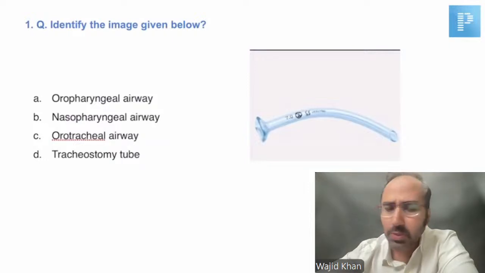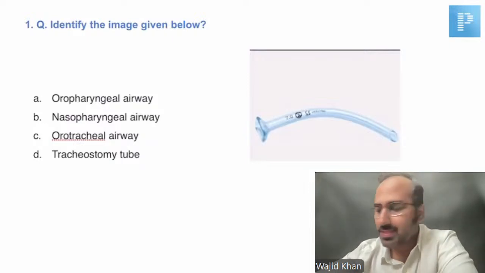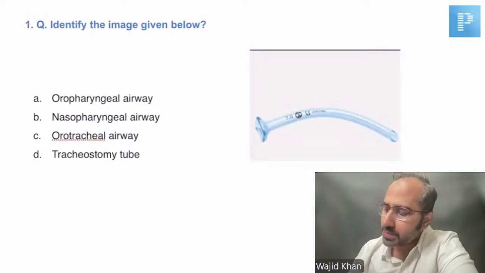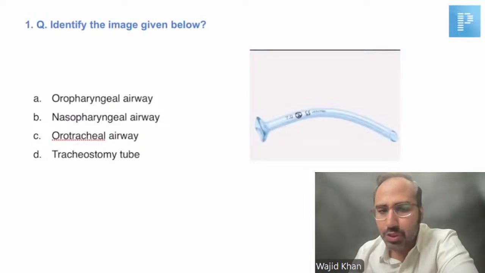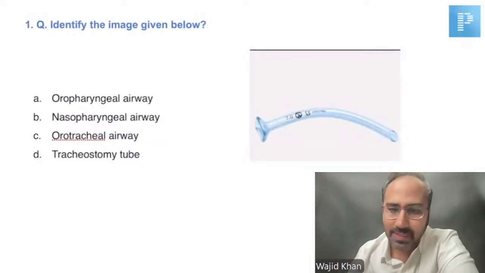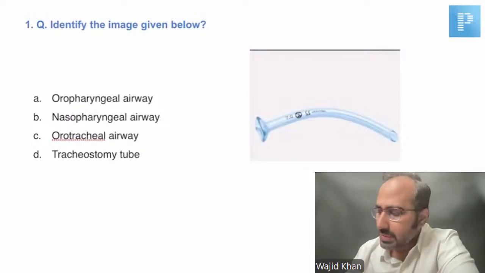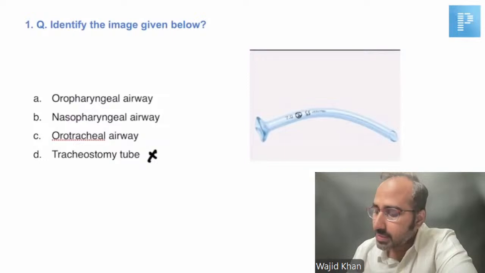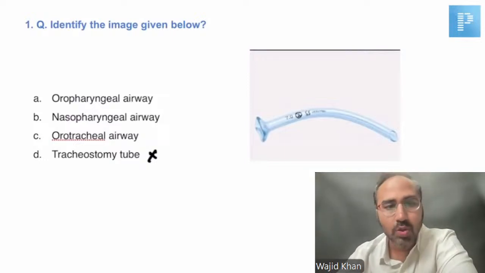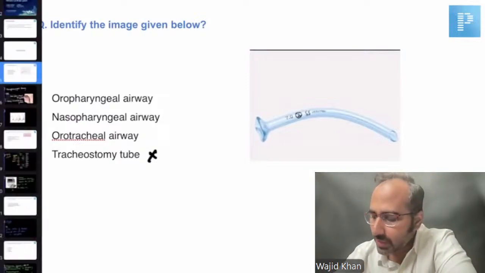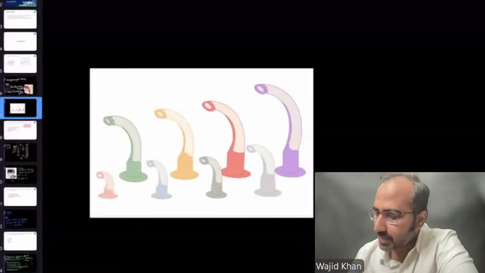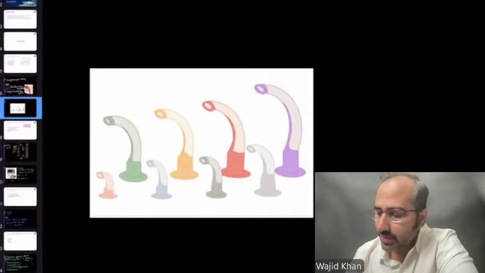When you look at this image, there are four options: oropharyngeal airway, nasopharyngeal airway, orotracheal tube, and tracheostomy tube. A tracheostomy tube it can't be, because it's not with a cuff. Is it an oropharyngeal airway? No, sir. Oropharyngeal airway or Guedel's airway looks like this.